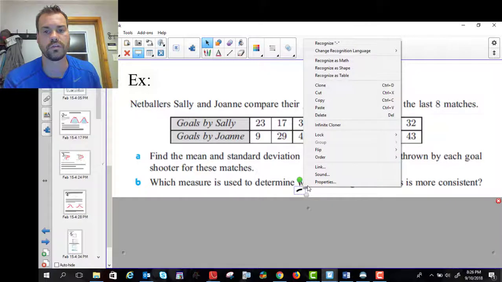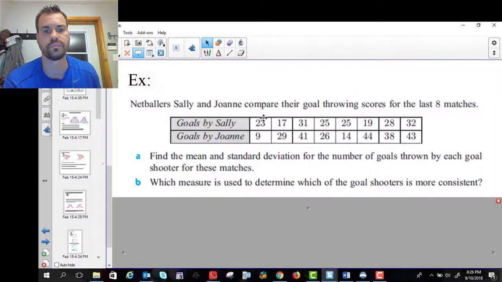You can see from their data that one of them is relatively consistent just from looking at the numbers. Sally's lowest number is 17, the highest number is 32, so pretty consistent. And then Joanne, the other girl that's playing, is a better scorer in some games. She scored higher numbers in a few games, 44, 41, and 38, but then she's also scored only 14 and 9. So we expect that Sally is going to have a better standard deviation, because if there's less deviation in the data, it's more grouped together.